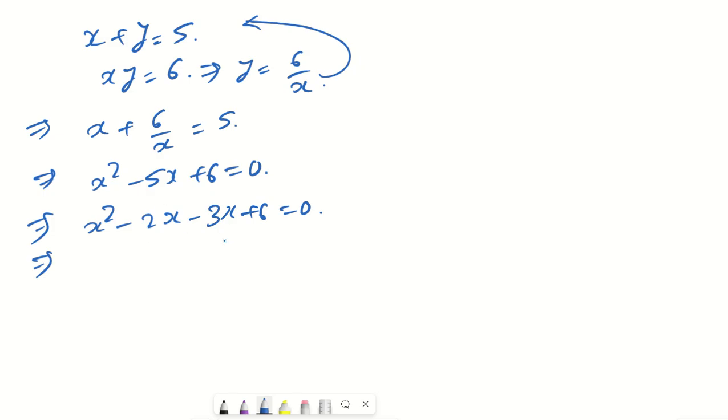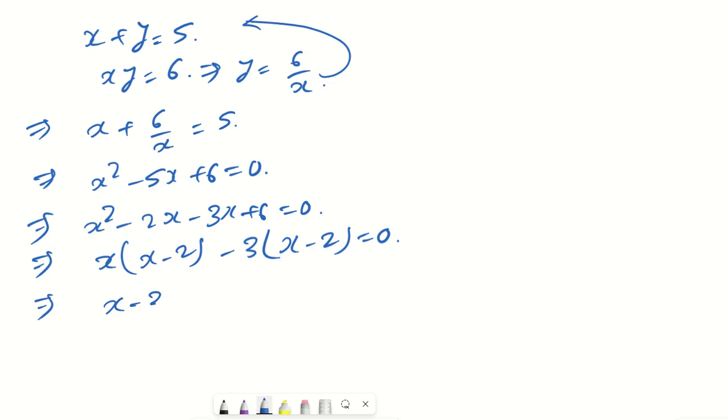Okay, so we can write it down as, what will happen from here? x, if you take common, it will become x minus 2, minus 3 you take common, it will become x minus 2. Then we take x minus 3 into x minus 2 is equal to 0. From here we are going to get x equal to 3 or 2.